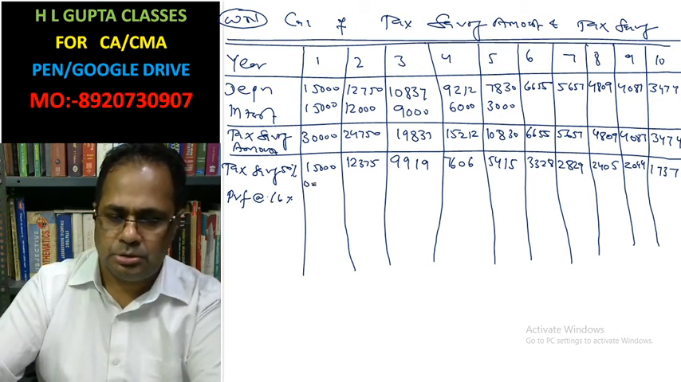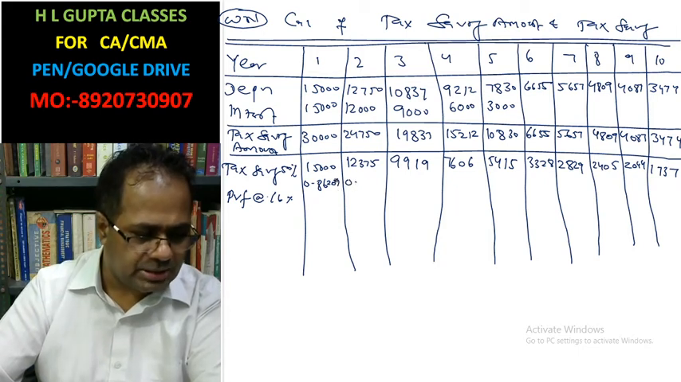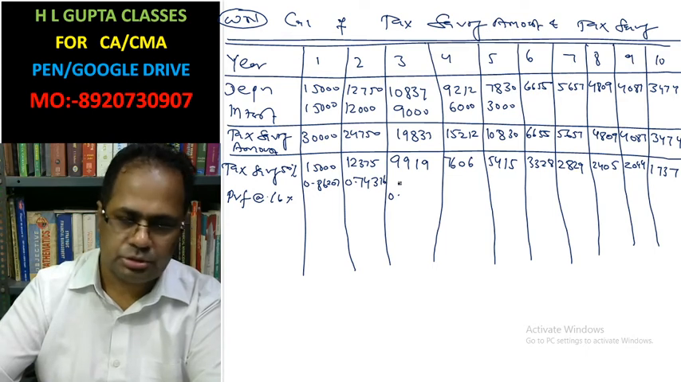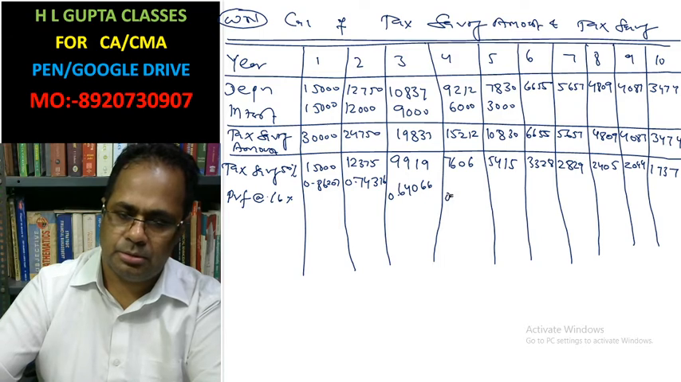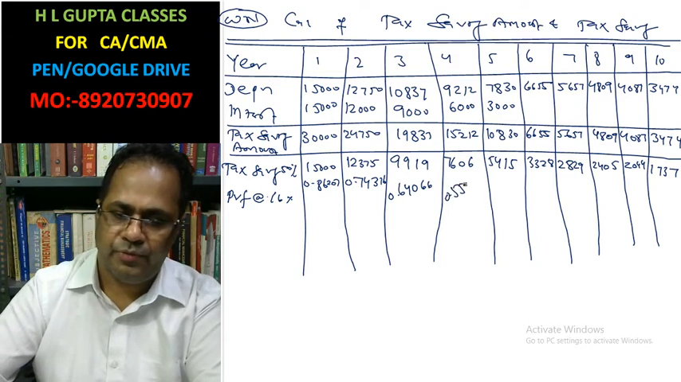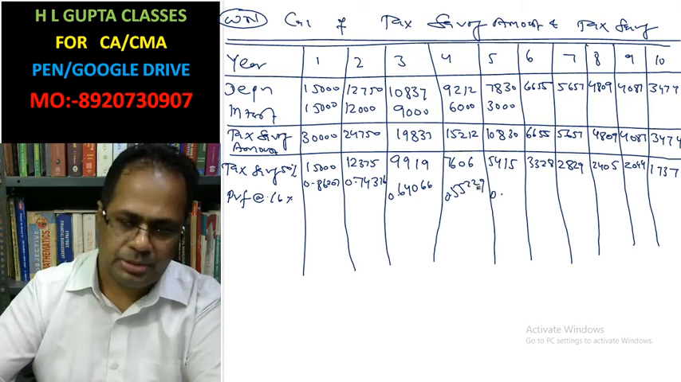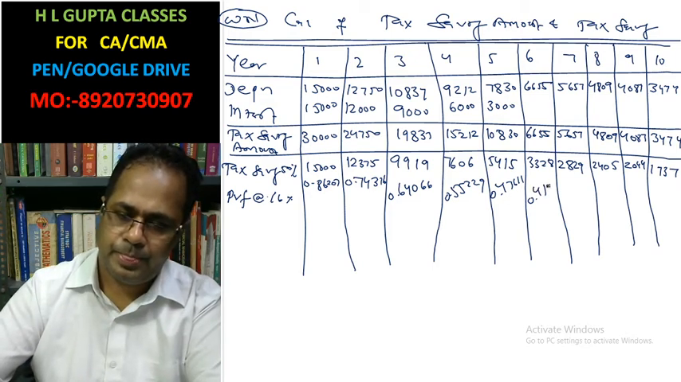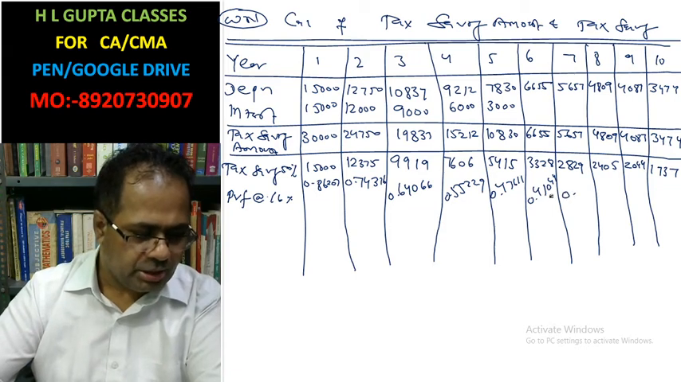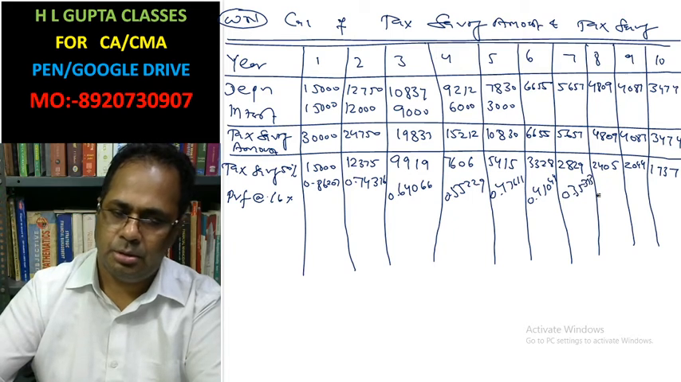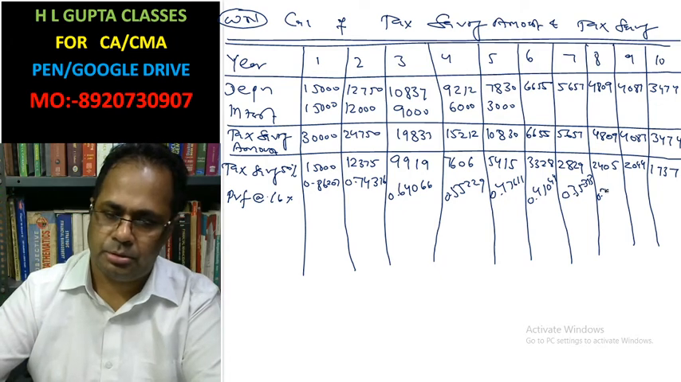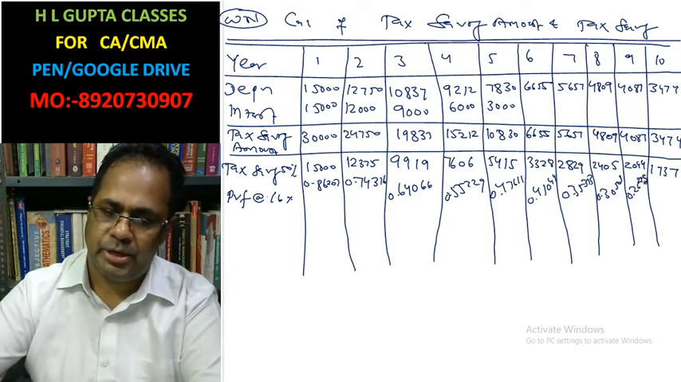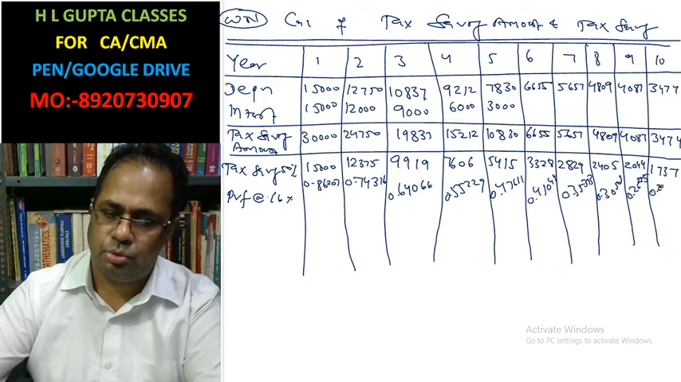0.86207, 0.74316, 0.64066, 0.55229, 0.47611, 0.41044, 0.35313, 0.30503, 0.26295, 0.22666.